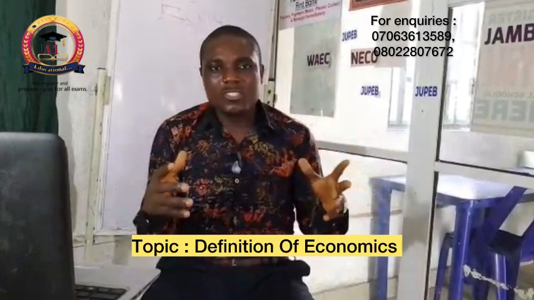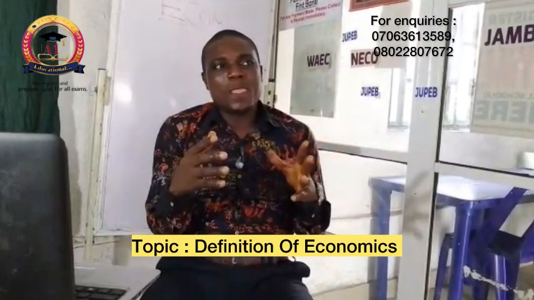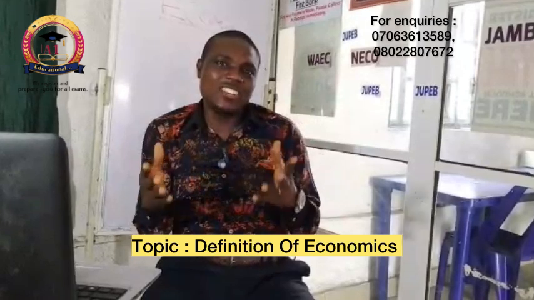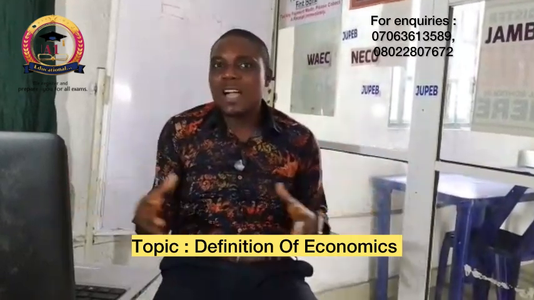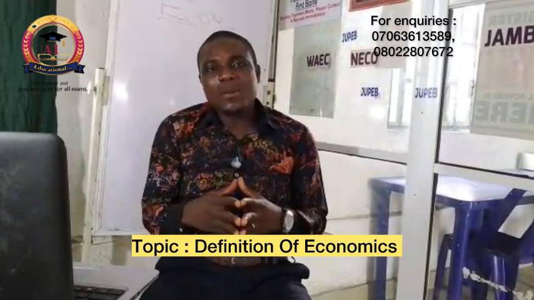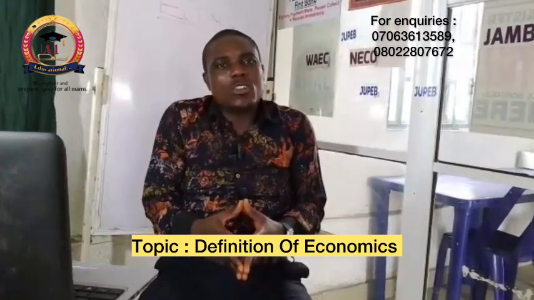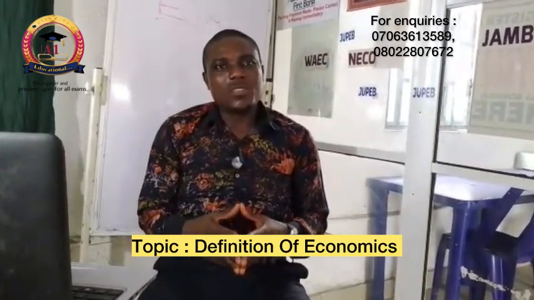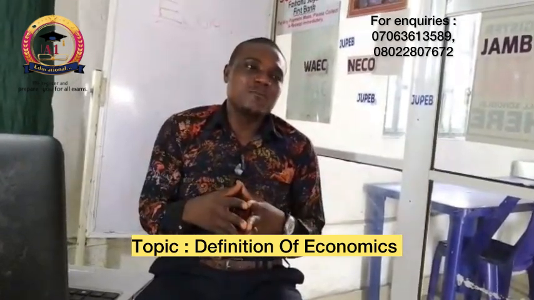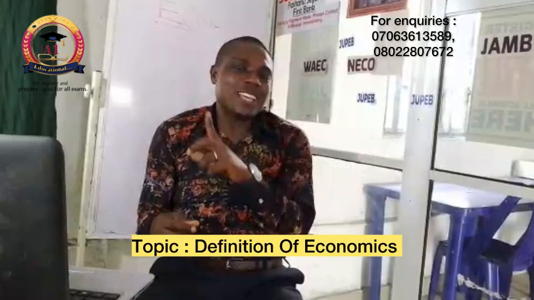scope of economics. For instance, we can relate the large market to a Nigerian setting. Nigeria is a big market. In Nigeria, we practice what we call a mixed economic system. What is a mixed economic system? It's an economic system which includes the socialist system and the capitalist system.